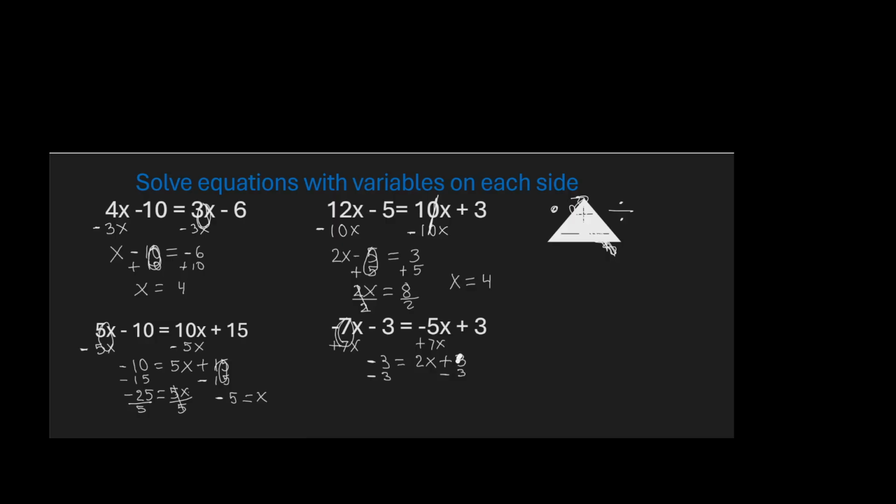Positive and negative 3 is going to be 0. That's how we're going to end up only with 2x. On the other side, can you see that both numbers are negative? They have the same sign, add it up, and keep the sign. That's how you get negative 6. And now the last step.